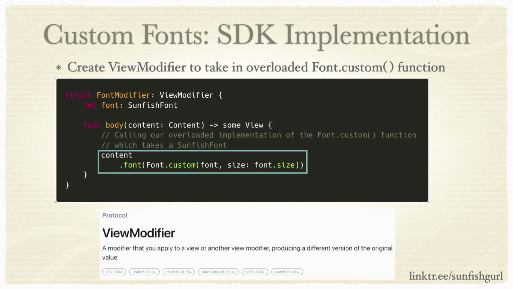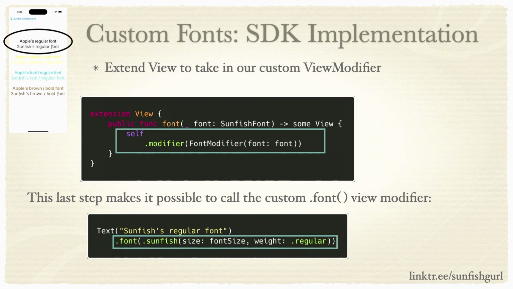And then next, we create a view modifier to take in our overloaded font.custom function. Finally, we extend view to take in our custom view modifier. And this last step is what makes it possible to call the custom.fontView modifier.